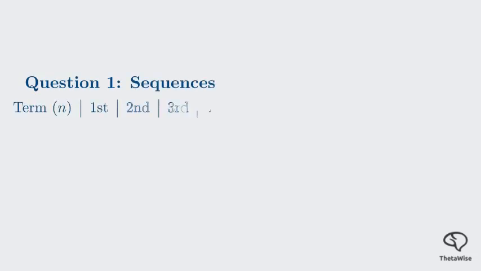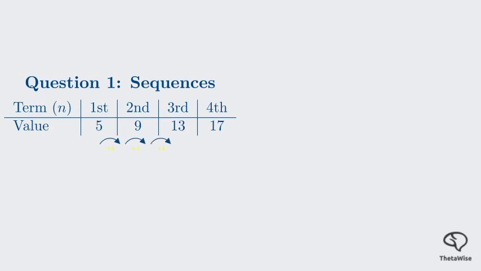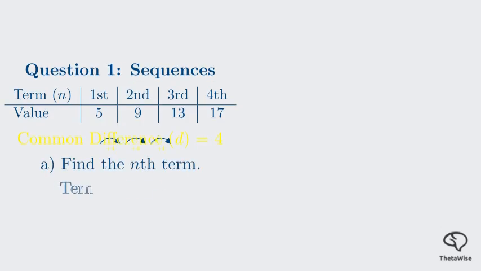Let's start with sequences. Take a look at this sequence. Notice how the values change as we move from one term to the next. 5 to 9 is plus 4. 9 to 13 is plus 4. There is a constant difference of positive 4. To find the nth term, we start with this common difference. Since it increases by 4 each time, the rule must involve 4 times n.